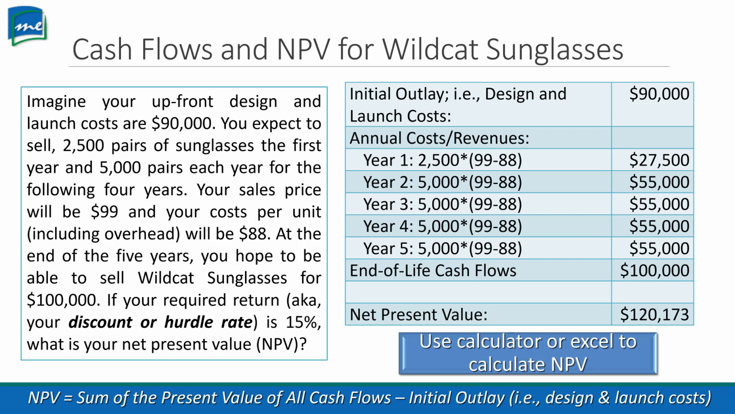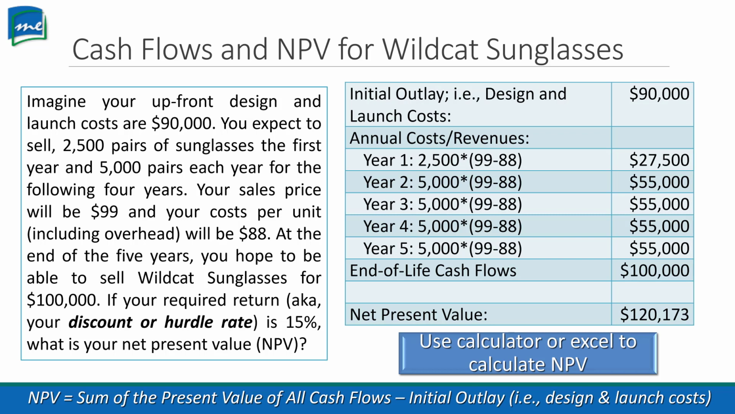All right, imagine your upfront design and launch costs are $90,000. So we have an increase here. And you expect to sell 2,500 pairs of sunglasses the first year and 5,000 pairs each year for the following 4 years. Your sales price will be $99. And your cost per unit, including overhead, that's including your fixed costs, will be $88. At the end of 5 years, you hope to be able to sell Wildcat sunglasses for $100,000. So you're looking to sell your company for $100,000.